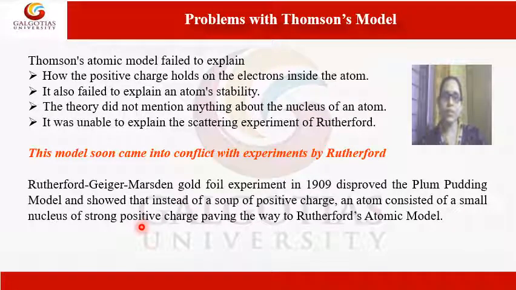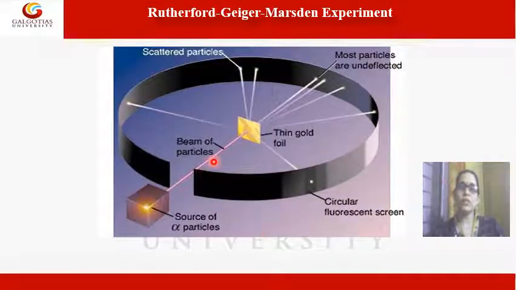Let us see what is this Rutherford-Geiger-Marsden gold foil experiment. In the experiment, they took an alpha particle source inside a lead box, and this lead box has a slit. Why did they take alpha particles? Because alpha particles are positively charged, and they are also heavy in mass.